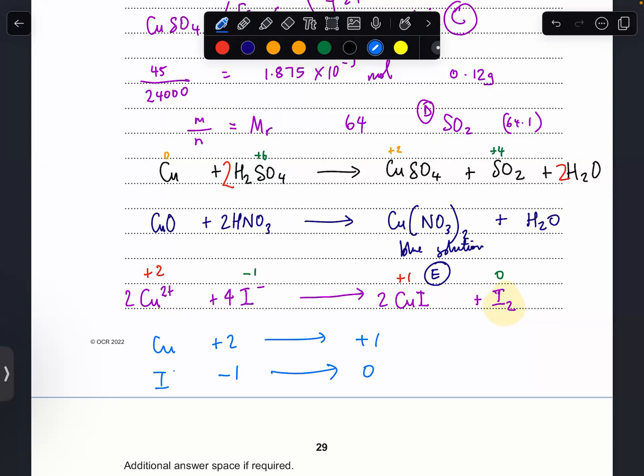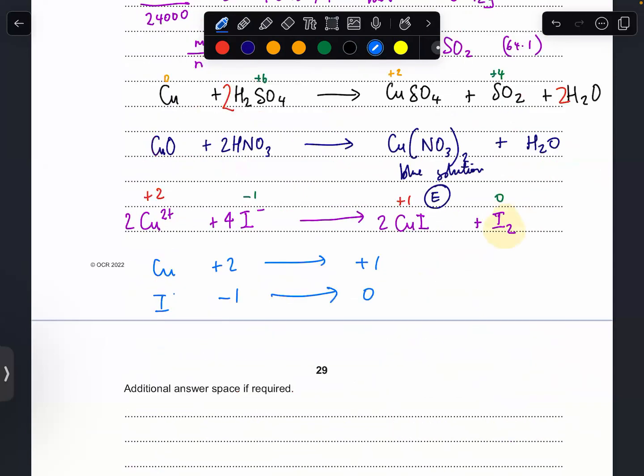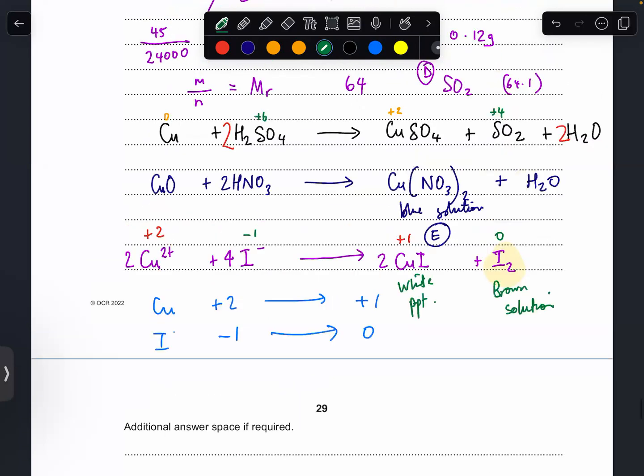Going back to the question, white precipitate, brown solution. The iodine is the brown solution. Iodine in aqueous solution is a brown color, and the white precipitate is copper(I) iodide. You need to learn these observations, colors, and equations to be able to answer it fully.